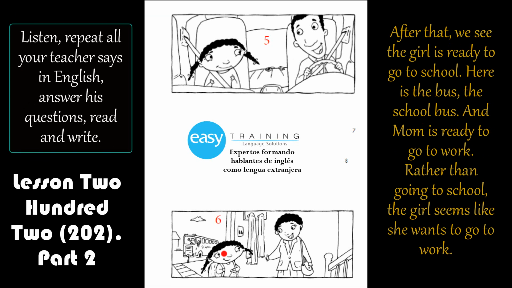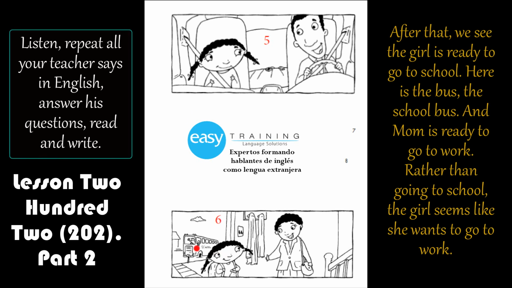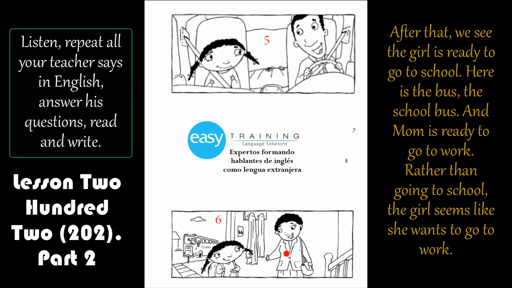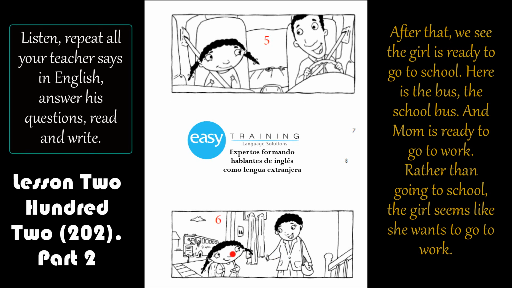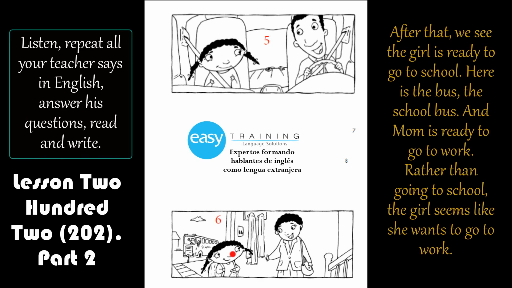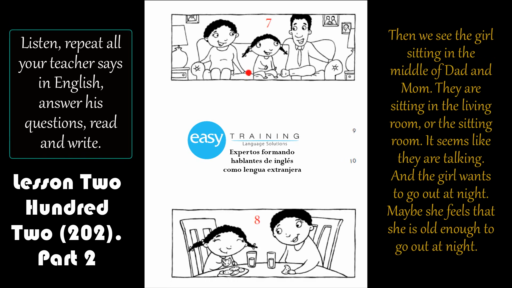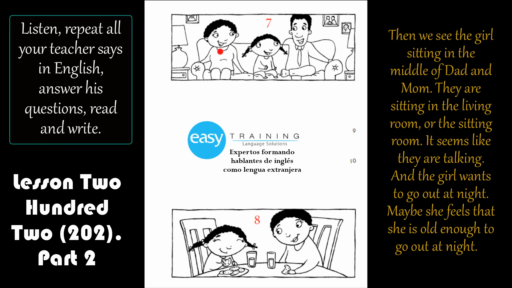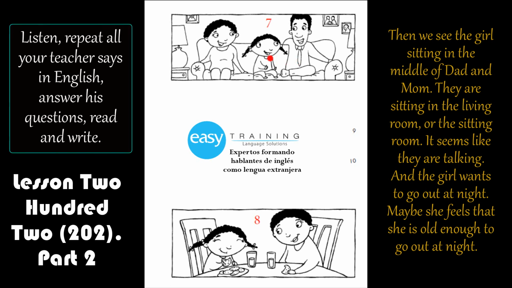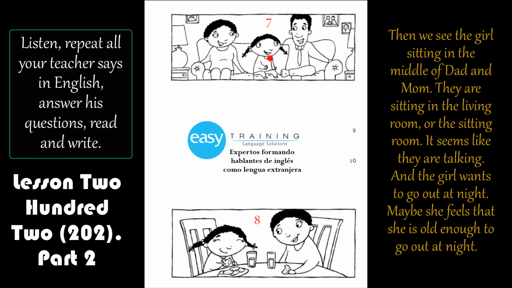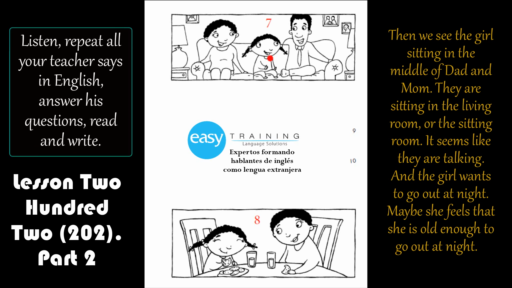After that, we see the girl is ready to go to school. Here is the bus, the school bus. And mom is ready to go to work. Rather than going to school, the girl seems like she wants to go to work. Then we see the girl sitting in the middle of dad and mom. They are sitting in the living room or the sitting room. It seems like they are talking. And the girl wants to go out at night. Maybe she feels that she is old enough to go out at night.